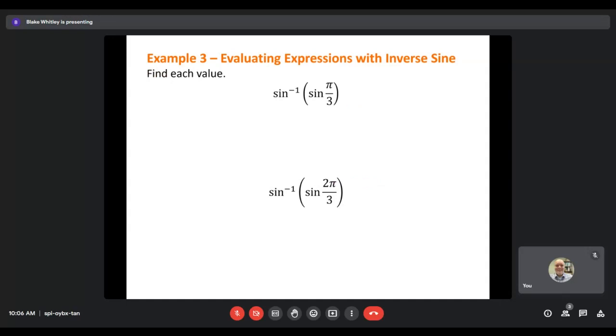All right, so now we can start thinking about our cancellation properties. So we've got the inverse sine of the sine of pi over 3. Now remember, the one thing we have to remember with these cancellation properties are those restrictions on the domain. And so if we're doing an inverse sine of a sine, we just have to make sure that our angle is somewhere between negative pi over 2 and positive pi over 2. Well, in this case, pi over 3 is between those two values, so we are allowed to use our cancellation property, and so this answer should just be pi over 3.